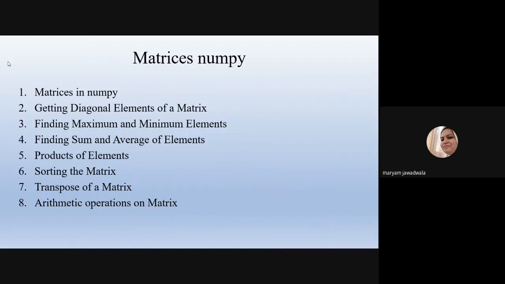The first one is what matrices are and how we can write a matrix in numpy. Second, getting the diagonal elements of the matrix. Then we'll find out the maximum and minimum element present in a numpy matrix. Then how to find the summation and average of the elements present in the matrix. Then the product of elements present in the matrix.